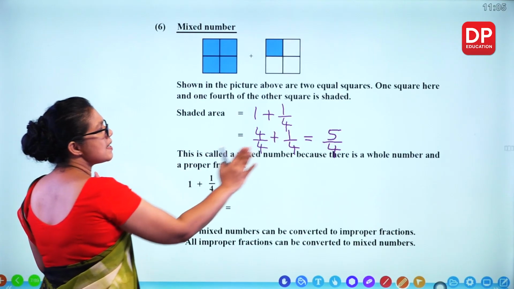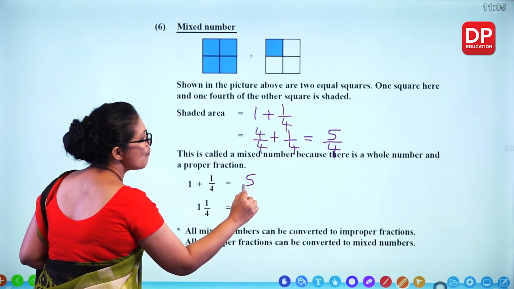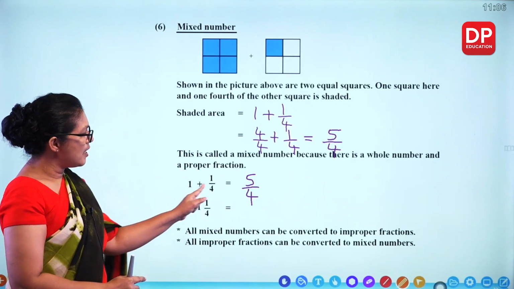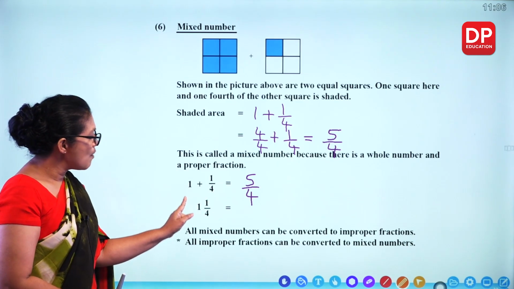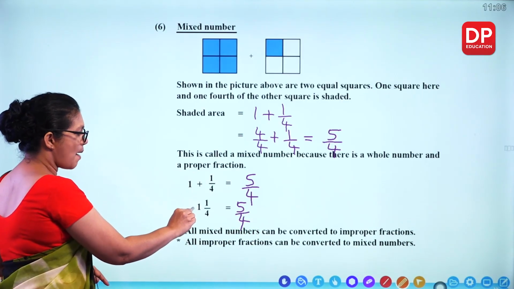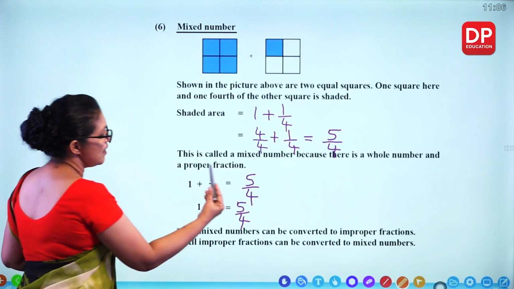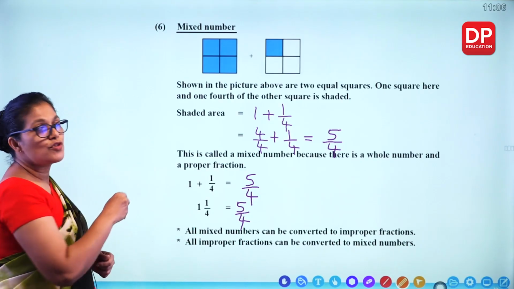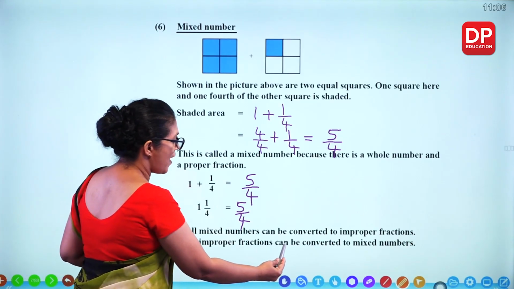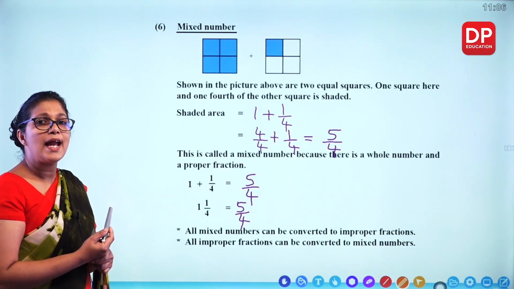Then we know, without simplifying, this is 1 plus 1/4. That's equal to 5/4. So here we can combine a number and a fraction. So we can say 1 and 1/4 is equal to 5/4. A mixed number you can write as an improper fraction. And if you get an improper fraction, you should be able to convert it to a mixed number. All improper fractions can be converted to mixed numbers. So now we'll see how we can do that.